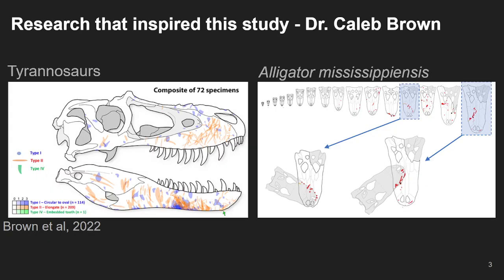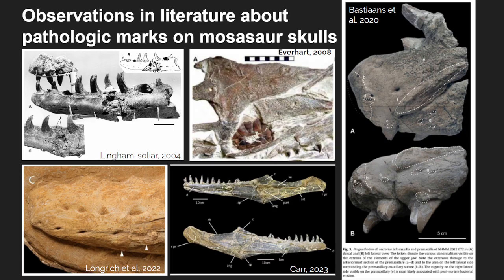So my co-advisor, Dr. Caleb Brown, actually in 2021 and 2022 worked on a paper on tyrannosaur face pathologies, and he concluded that these pathologies were actually bite marks from other tyrannosaurs. He found that these were on adult tyrannosaurs, and this was actually conducive with what is seen in a lot of modern reptiles like the American alligator and Chinese water dragons. But these face scars, these face pathologies, are actually observed on another group of animals commonly, the mosasaurs.